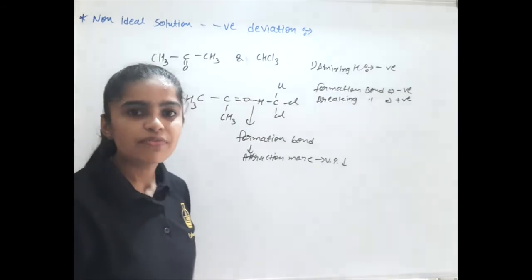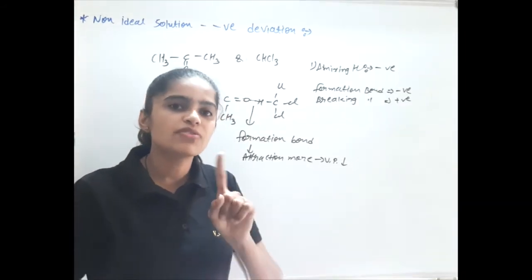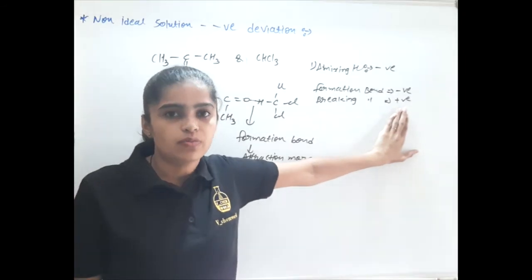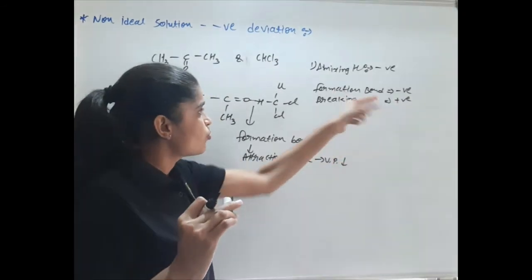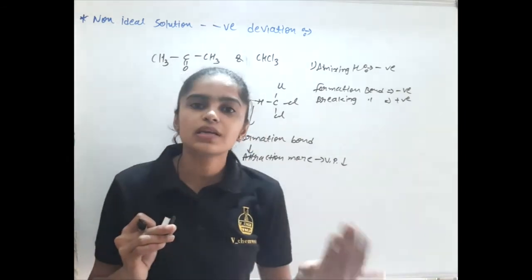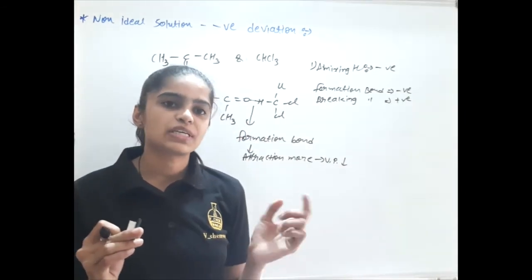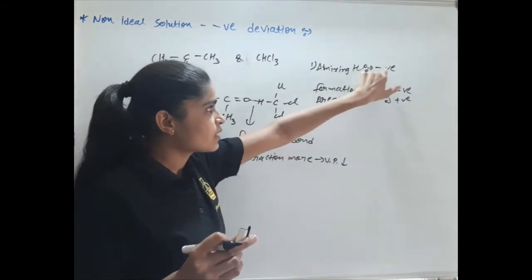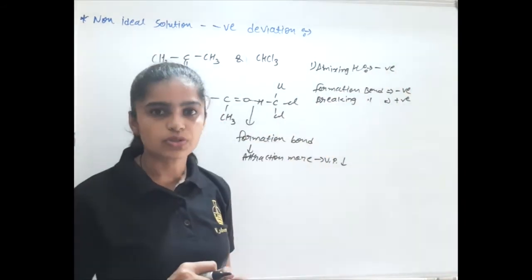In the positive deviation, bond breaking requires more energy, so this is the endothermic process. But in this case, it is bond formation, and bond formation releases energy. Release of energy means it is the exothermic process. So delta mixing H is negative, and this is the exothermic process.